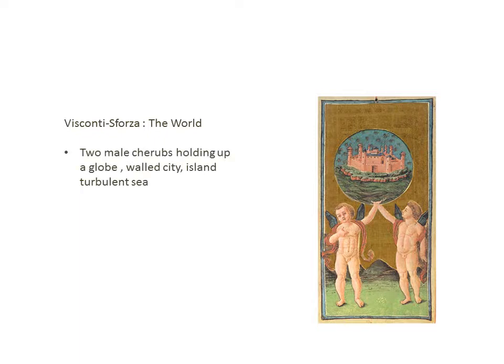In another tarot card, you see we totally went away from the goddess representation. In the Visconti-Sforza World card, we have cherubs, and they're holding up a palace. What's interesting is that they're holding up a globe with a walled city around it. The Visconti-Sforza does date back to the same time, the 1400s, 1500s.